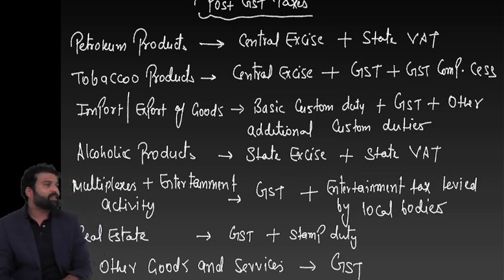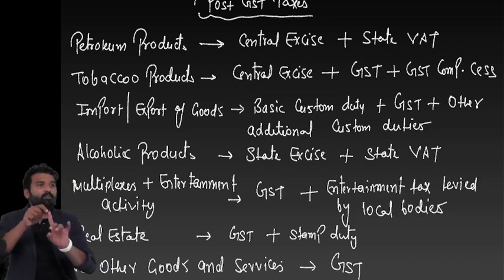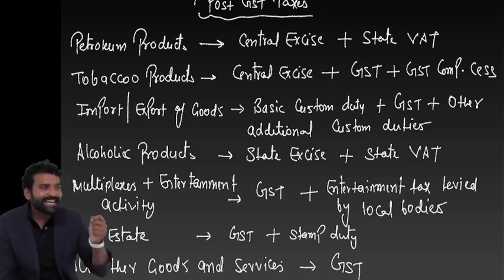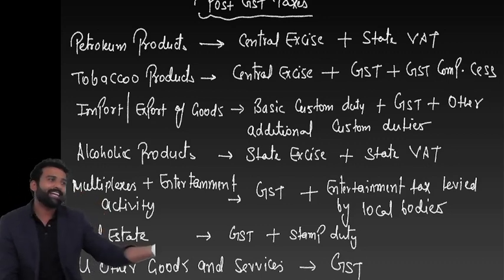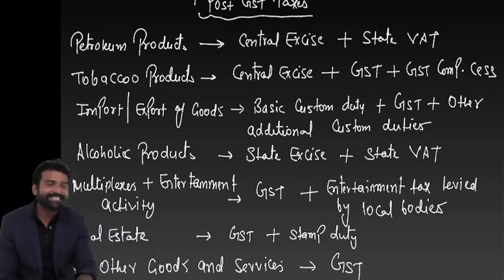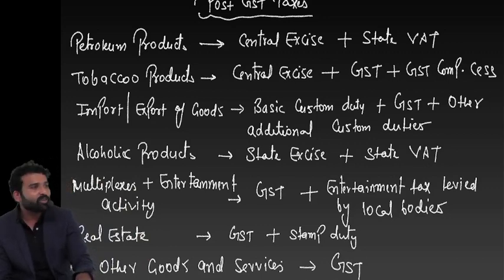What is the logic of state taxes on petroleum and alcohol? Why not include them in the GST? First of all, why is alcohol not included in the GST? Very nice question. Because the state government does not want to share the revenue with the central government. If alcohol is in GST, then the state has to share the revenue of alcohol with the center. Right now, the complete tax revenue of alcohol is only in the hands of the state.